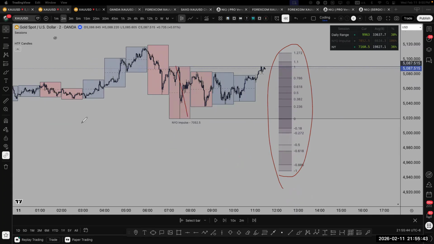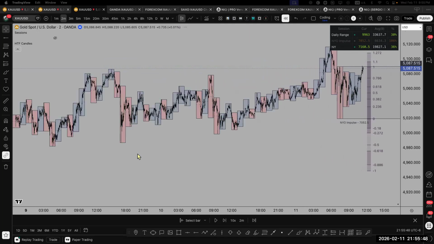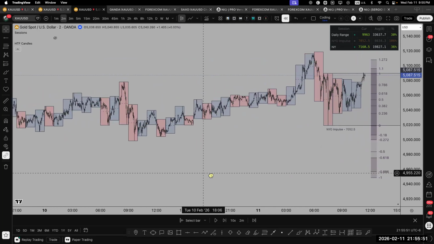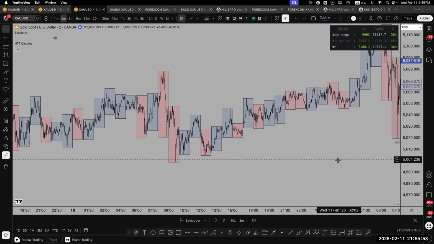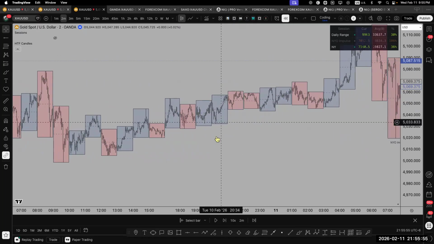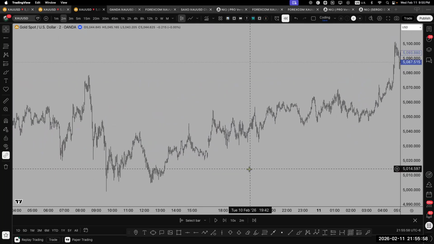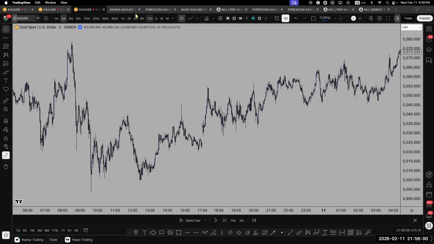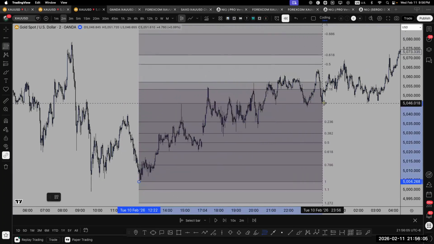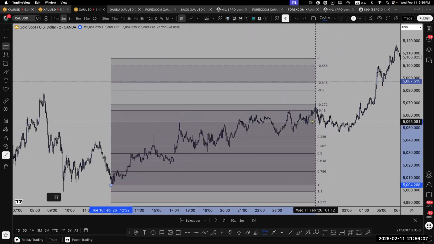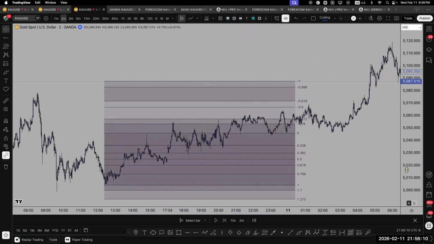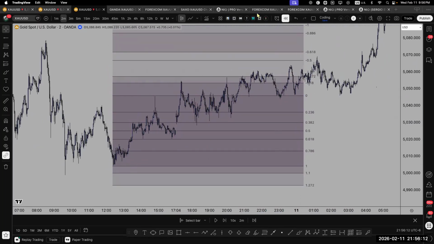So you have an impulse. Actually, let me see if I can find one just to give us a better example. Let's see. Right here. Right here's a good one. Yep, right here. Okay. Low, high. Just like that. Okay. So impulse. This is 1 to 0.